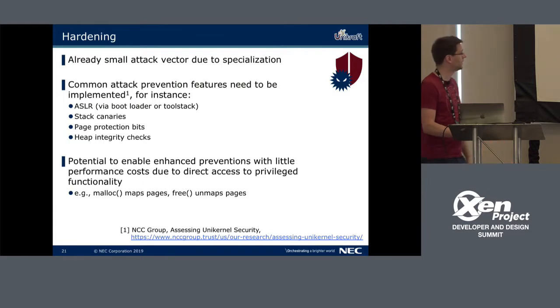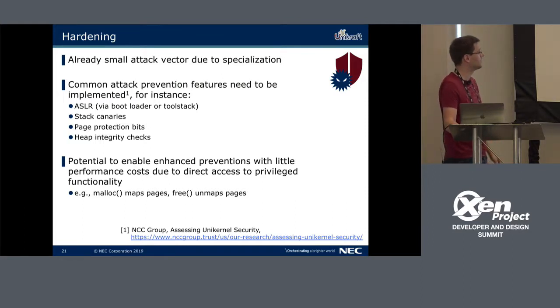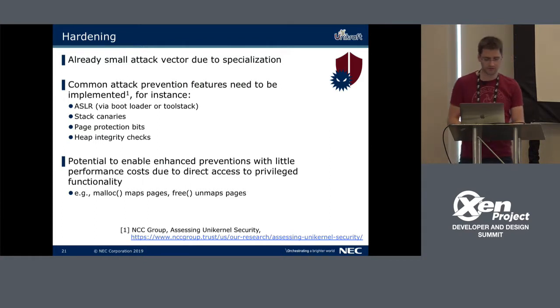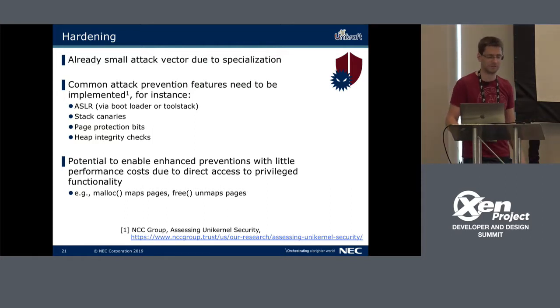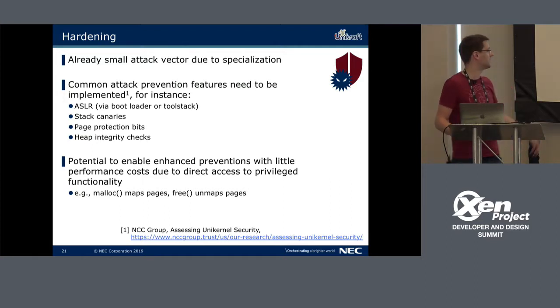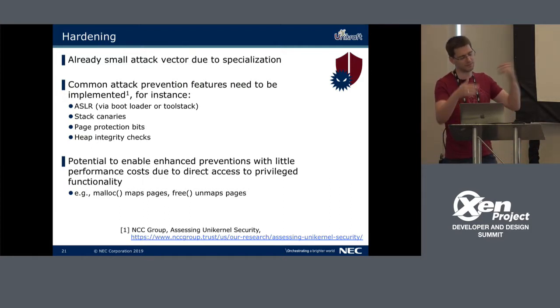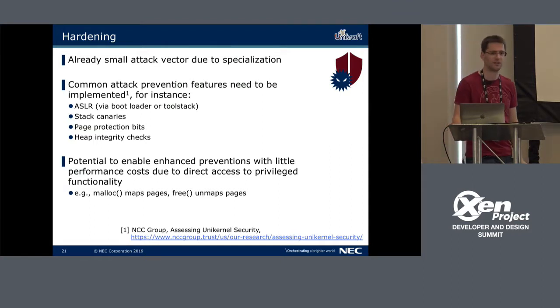Another interesting point here, and it's maybe also more of a research question, is whether we can provide even enhanced protection or prevention features by using our privilege mode, because we run everything in kernel mode, so we have direct access to page table manipulation and so forth. That means we could use that for our heap management, for mapping pages on malloc and unmapping them when we free, so that this memory region gets inaccessible. Right.